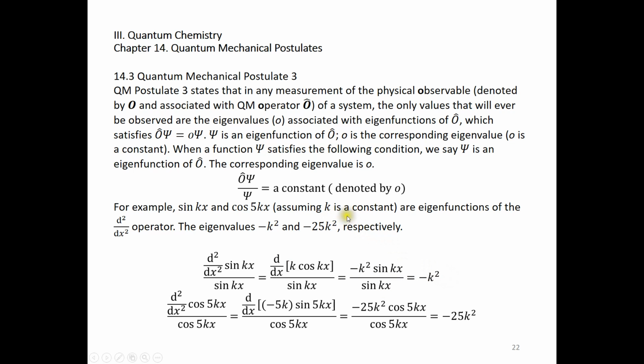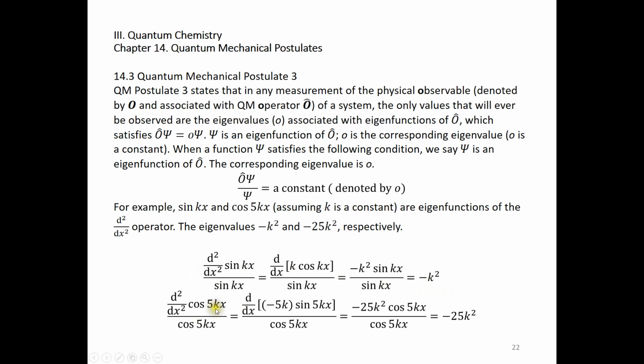Since k is assumed to be a constant, indeed when we apply the operator to the function and then divide it by the function, we get a constant. That means sine kx is an eigenfunction of the second derivative operator. The corresponding eigenvalue is negative k squared.